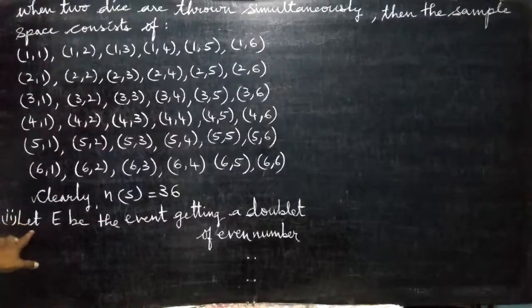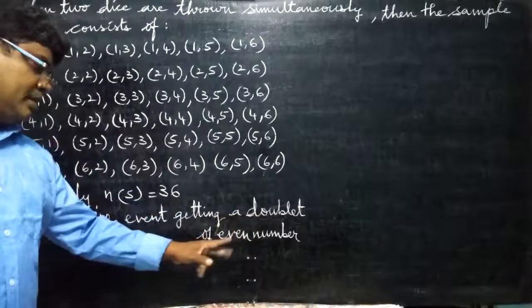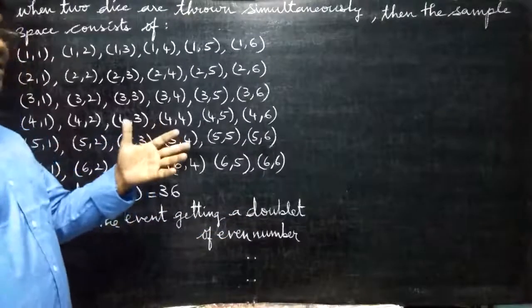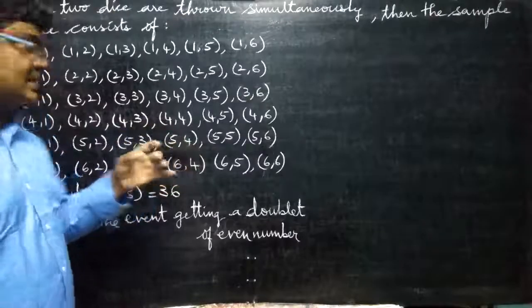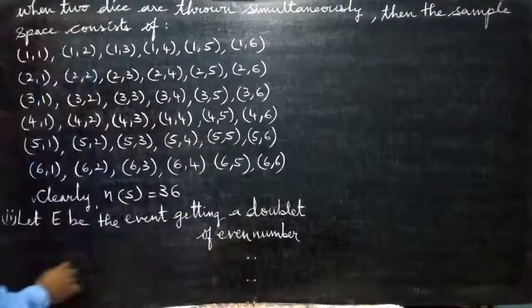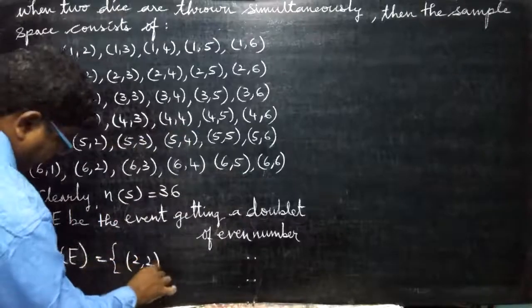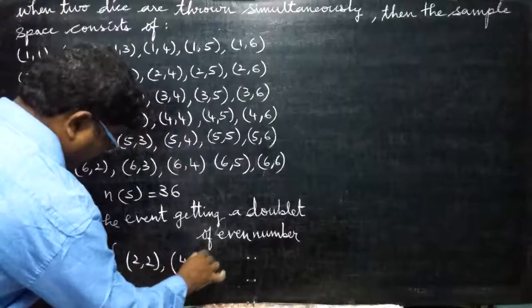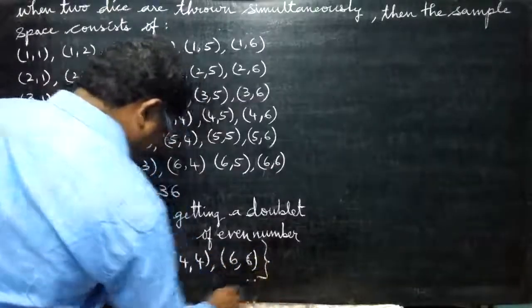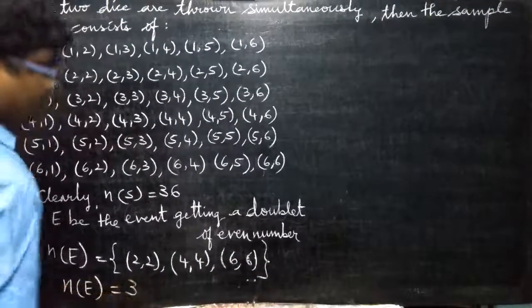Now here what is the event? Let E be the event of getting a doublet, means double, both should repeat as an even number. What are even numbers? 1 2 3 4 5 6. In that, even numbers are 2 4 6. So 2 2, 4 4, 6 6. So n of E is equal to 2 comma 2, both should be even numbers, 4 comma 4, 6 comma 6. Now n of E, how many we got? 3 we got. Now what is the probability?